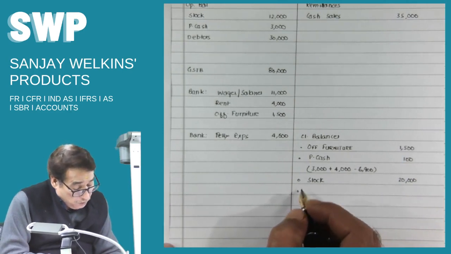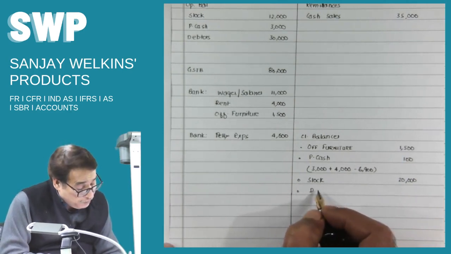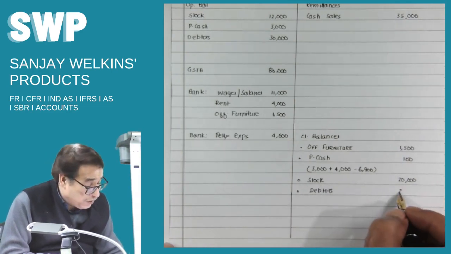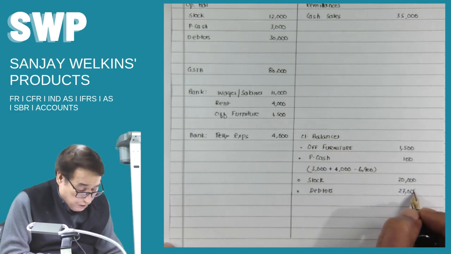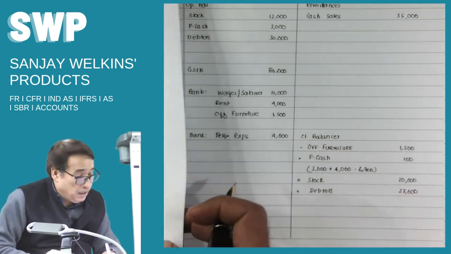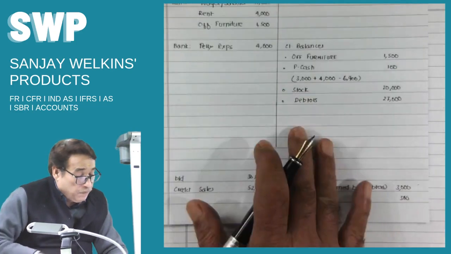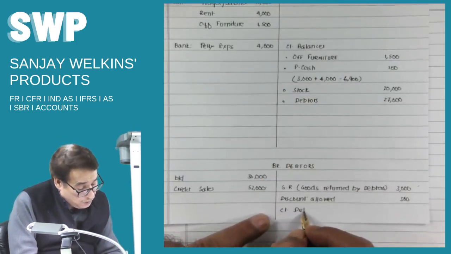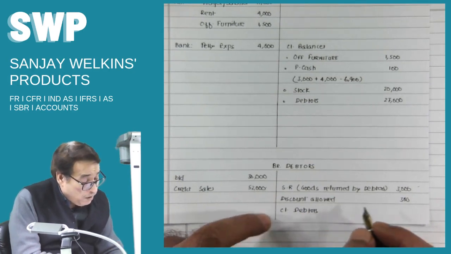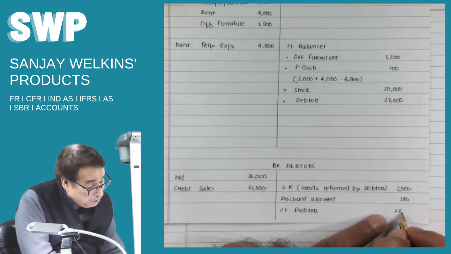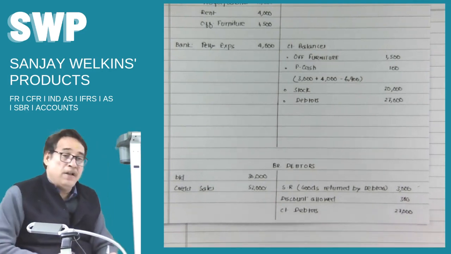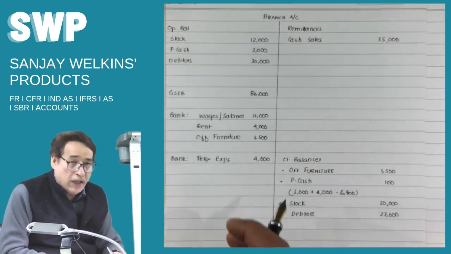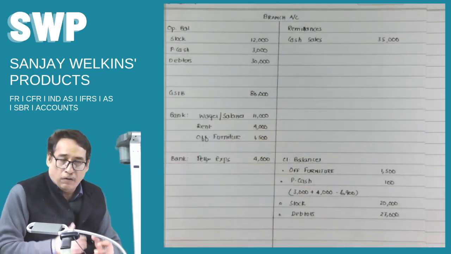And then balance of debtors is also given, 27,000. Balance of debtors is 27,000. I will write 27,000. Anything else is given? No, sir. Debtors closing balance, I will also write here, closing debtors, 27,000. Is it clear to you? Suppose this would have been a normal question, then I would have gone for the telling of net profit.